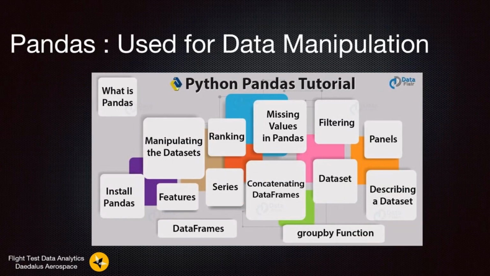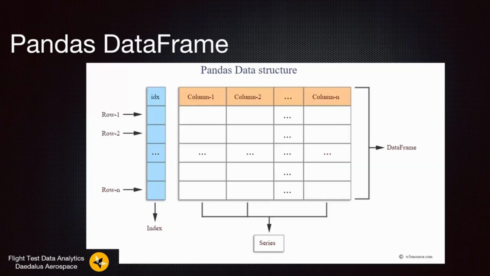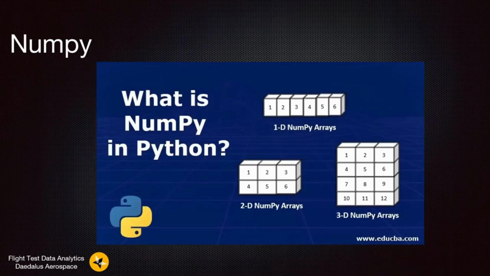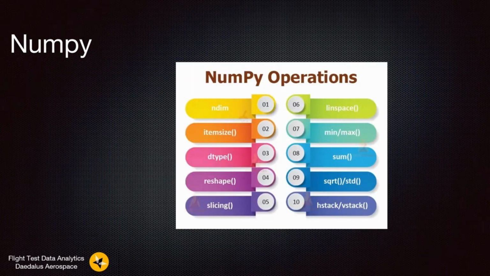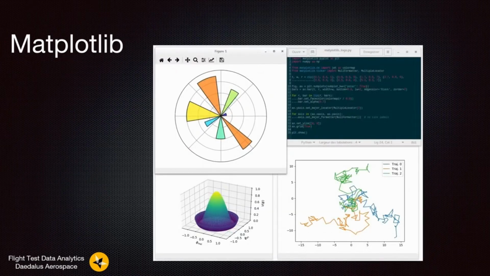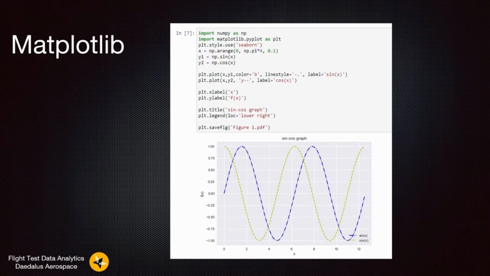Pandas is a fast, powerful, and easy to use open source data analysis and manipulation tool built on top of the Python programming language. As of now, you understand that pandas will be required for you to work on any Excel-based dataset. Numerical Python or NumPy is the fundamental package for scientific and mathematical operations in Python. Matplotlib is a comprehensive library for creating static, animated, and interactive visualization in Python. So we can make plots using Matplotlib.